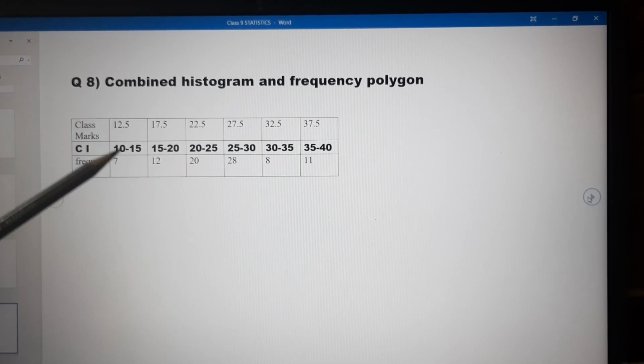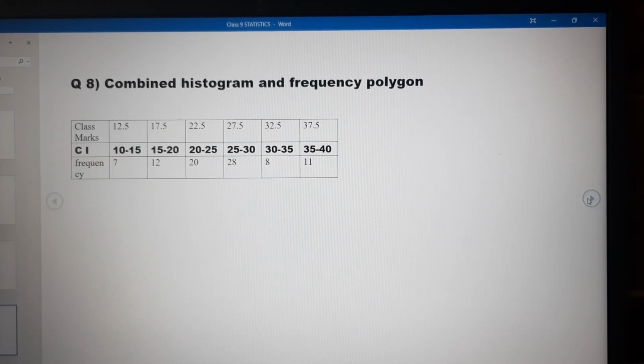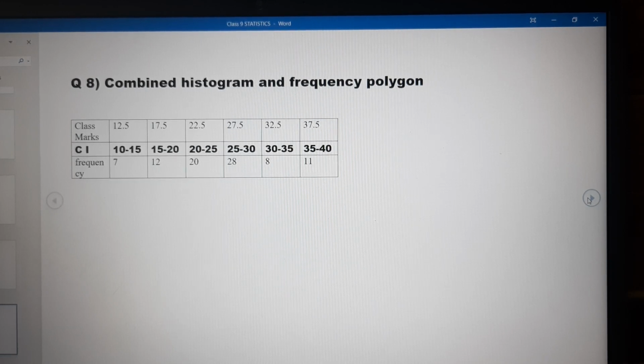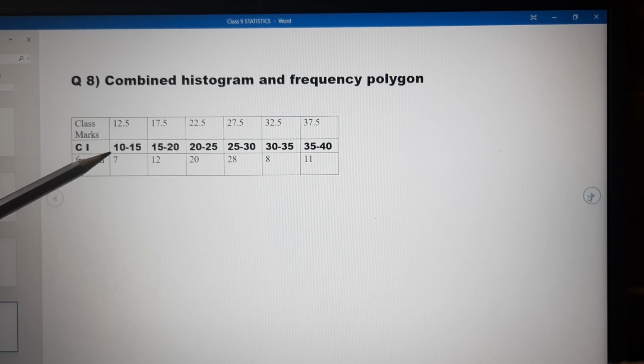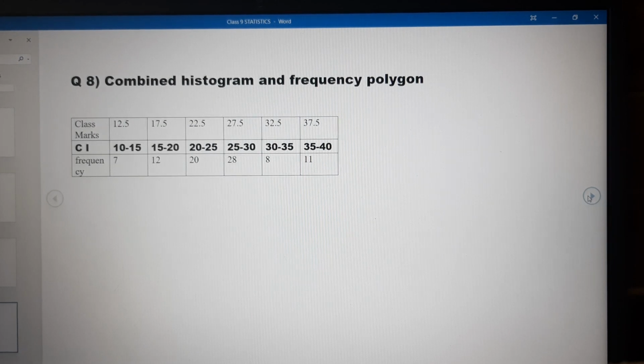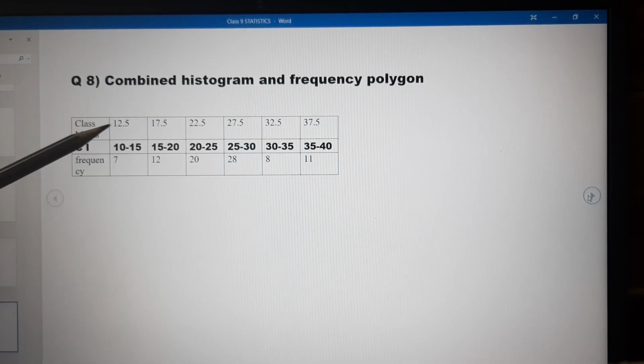So if 12.5 is the mid value, it means 2.5 will be adjusted before it and 2.5 will be adjusted after it. That is why the class interval becomes of width 5. So if we subtract 2.5 from 12.5, we get 10, the lower limit. And if we add 2.5 to 12.5, we get 15 as the upper limit. 2.5 is adjusted before it, 2.5 is adjusted after it.